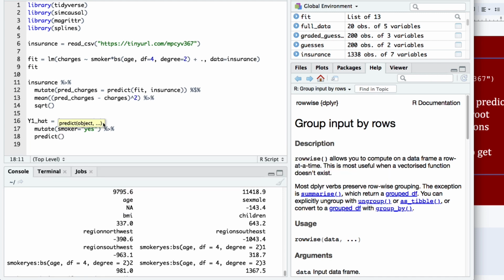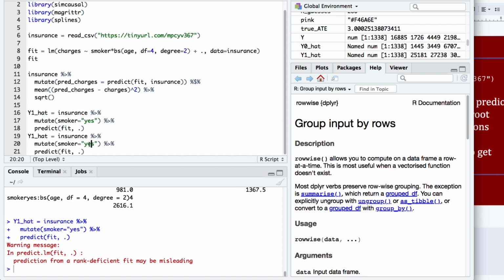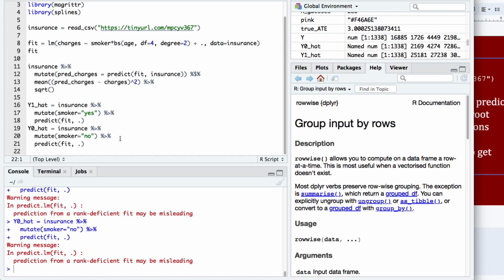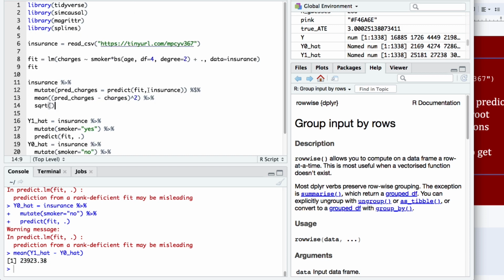And then we're just going to ignore that error for a second. And then the predictions where nobody's a smoker. Bam. So in this case, having this more complicated model didn't really change that estimate. It's still saying that there's about $24,000 difference.